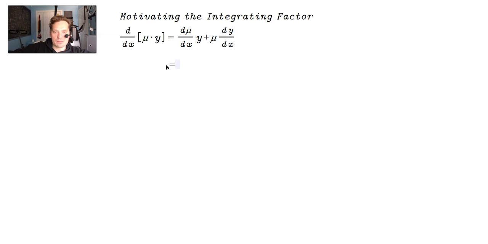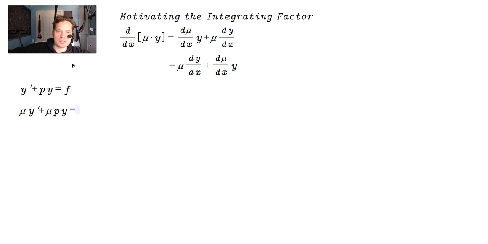Let's just rewrite this a little bit as follows: mu times dy dx plus d mu dx times y. Now look what happens. If you take that basic differential equation, y prime plus py is equal to f, and multiply by mu, then you have mu y prime plus mu py, and this is equal to f.